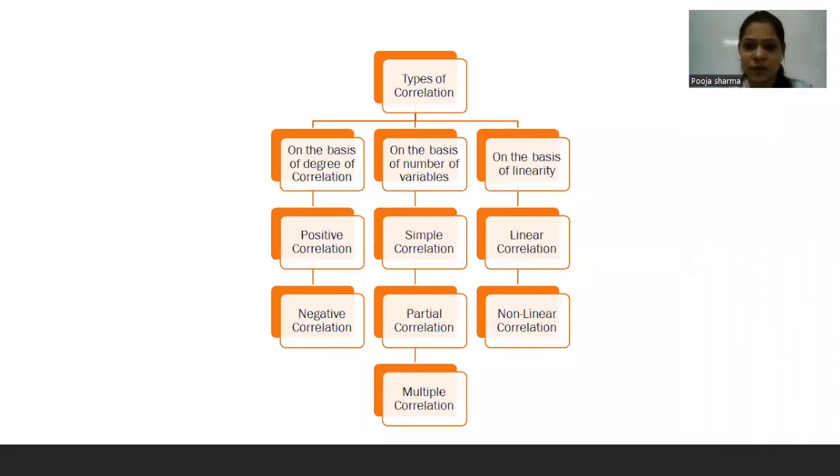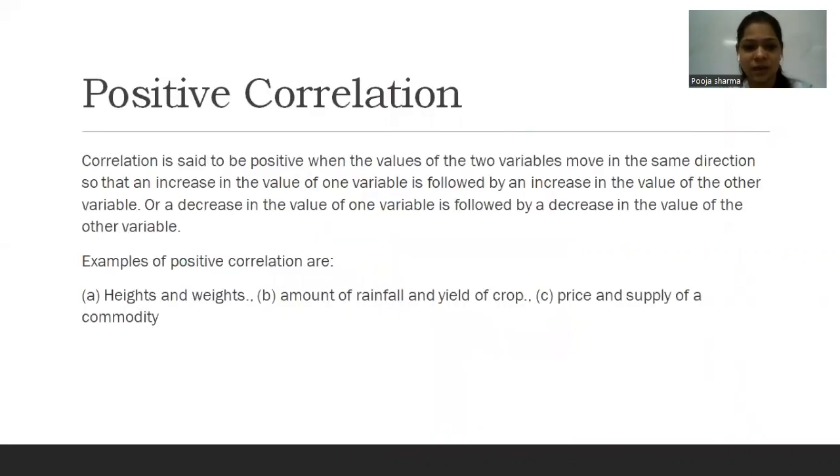The types of correlation: on the basis of the degree of correlation, we have positive or negative correlation. On the basis of the number of variables, we have simple correlation, partial correlation, and multiple correlation. And on the basis of linearity, we have linear correlation and non-linear correlation. On the basis of the degree of correlation, the first one is the positive correlation.